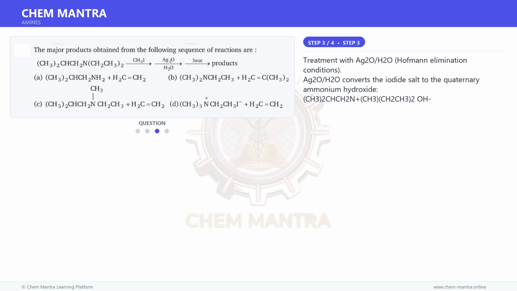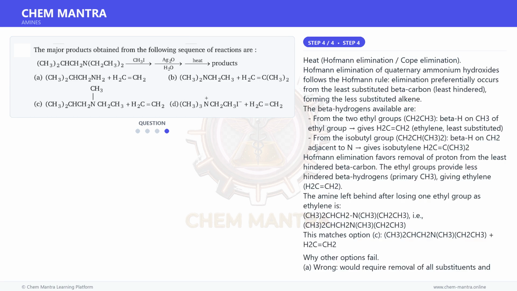Treatment with Ag2O/H2O, Hofmann elimination conditions. Ag2O/H2O converts the iodide salt to the quaternary ammonium hydroxide, (CH3)2CHCH2N+(CH3)(CH2CH3)2 OH-. And for the final step, heat: Hofmann elimination, not Cope elimination.